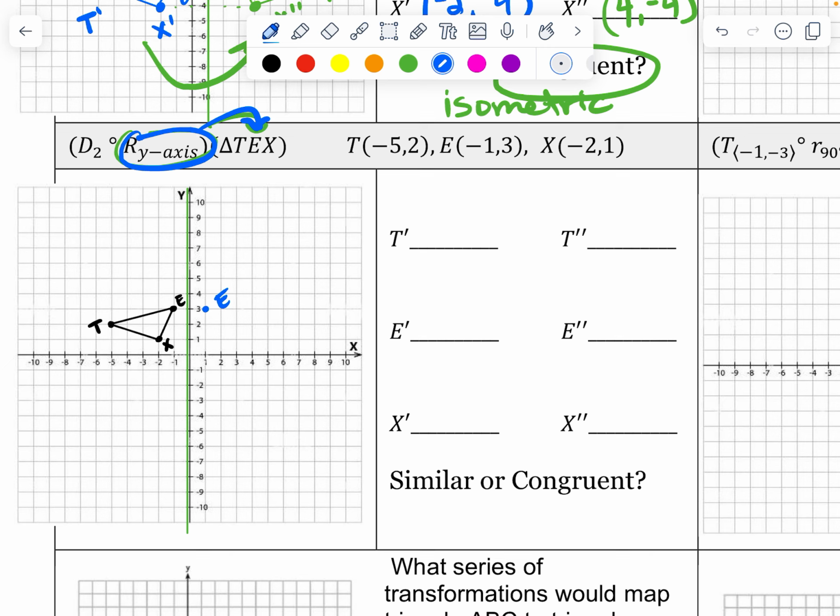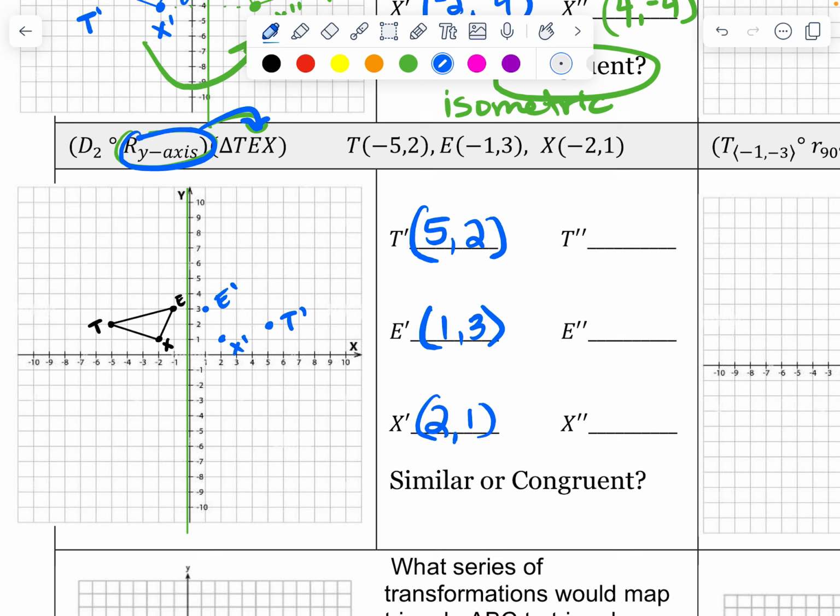E prime is at 1, 3. T prime, so it's negative 5 away, so I gotta go up here. T prime is at 5, 2. And X prime is at 2, 1. Good, good, good.